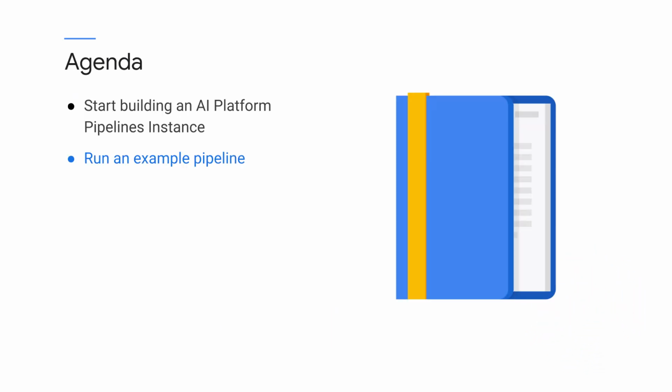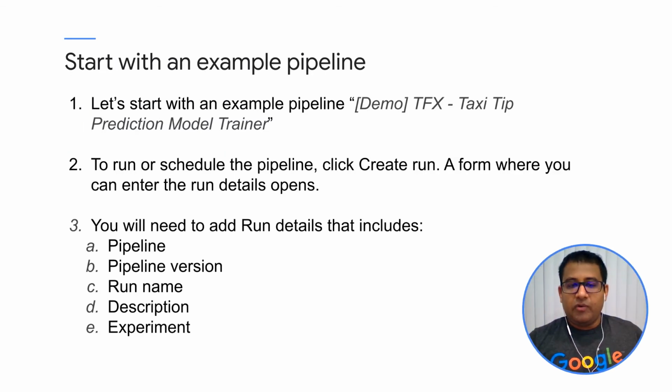Let's briefly discuss running an example pipeline and the various parts of the UI available there. This UI provides very rich details on the pipeline's execution. You can take an example pipeline like TFX Taxi Tip Prediction Model Trainer and click on Run to run this pipeline. This will open a form and ask you to add details like run name, pipeline version, description, experiments, etc. Enter those details and you are all set to run the pipeline.